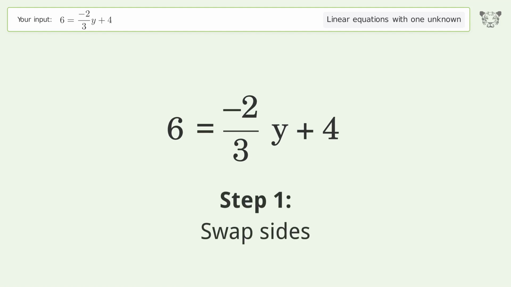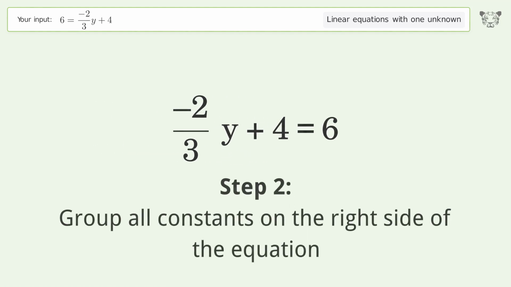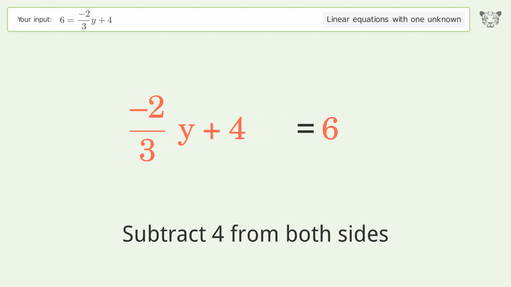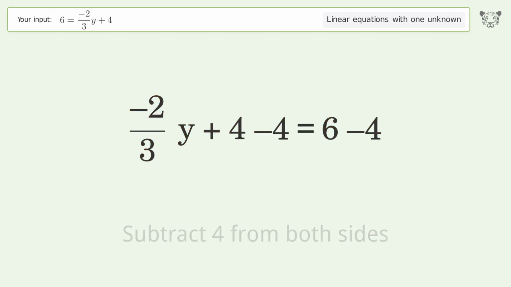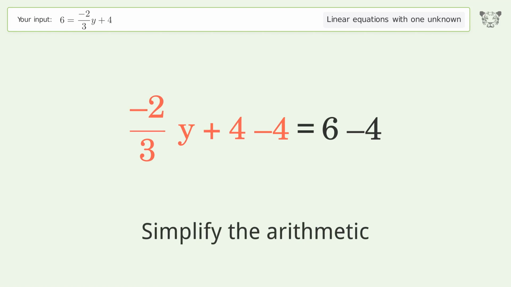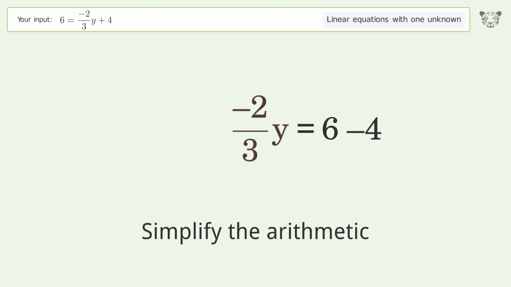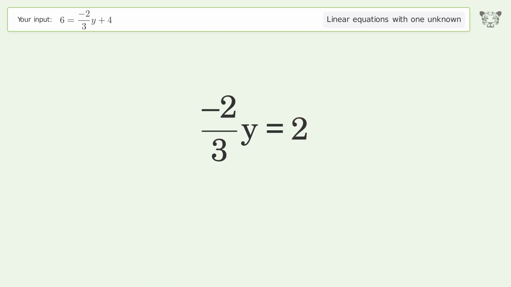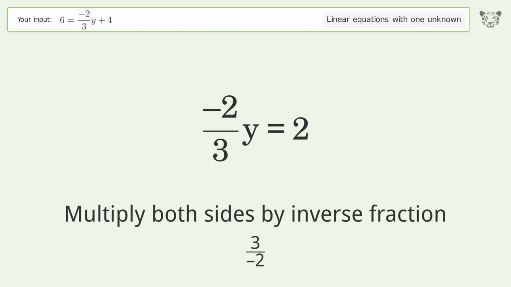Swap sides. Group all constants on the right side of the equation. Subtract 4 from both sides. Simplify the arithmetic. Isolate the y. Multiply both sides by inverse fraction 3 over -2.